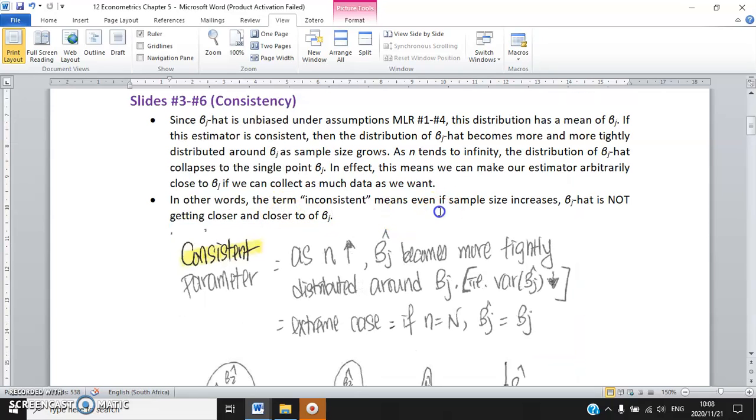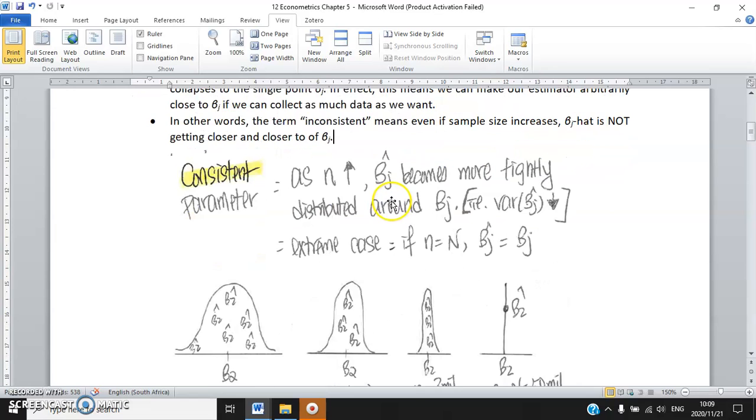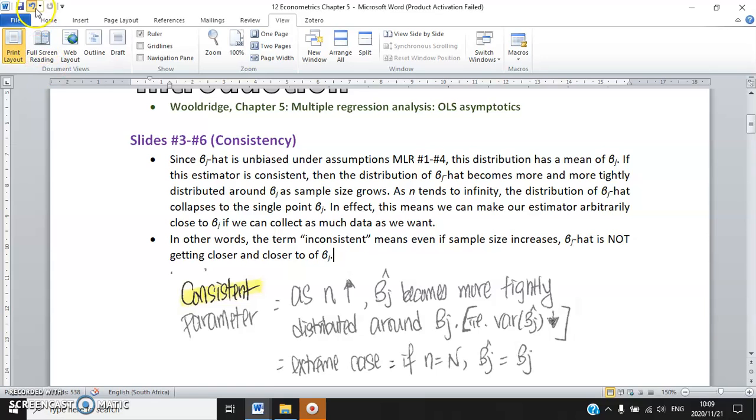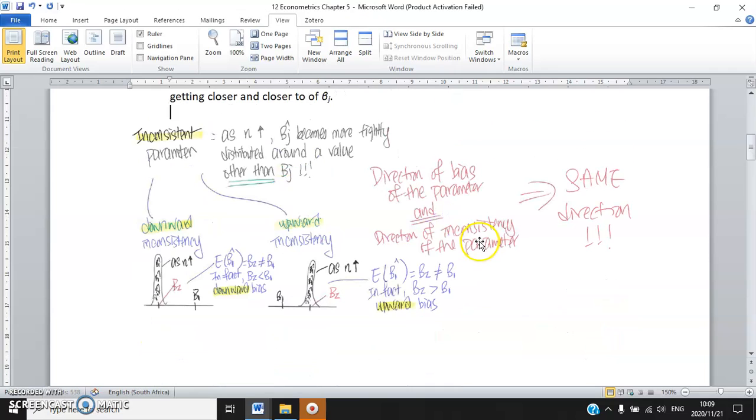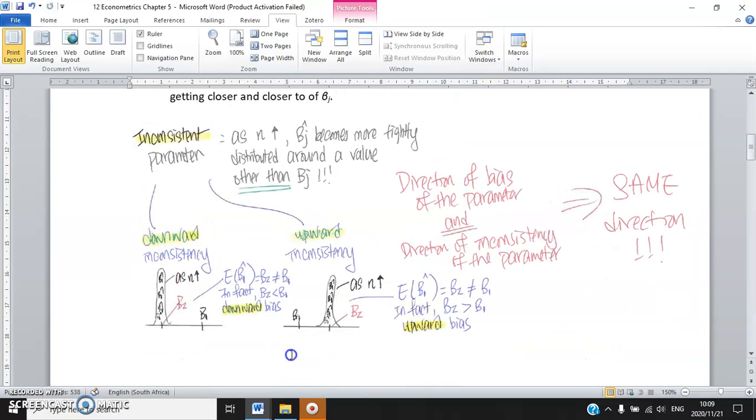But now we interpret this consistency property one step further. The argument is that the story is not as straightforward as that, because if we suffer some sampling omitted variable bias, which you learn from chapters 2 and 3, then the consistency property may not hold. In fact, the direction of the bias of the parameter is actually the same as the direction of the inconsistency. It sounds a bit confusing, but once I make use of this figure, you can understand. Okay, this is the story.